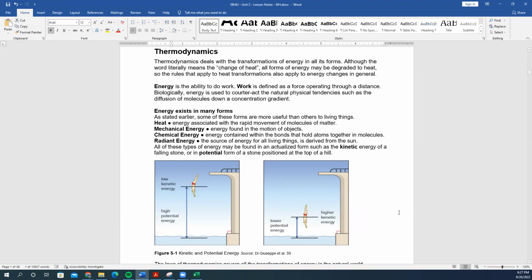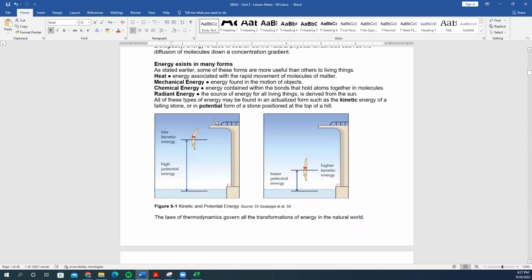If we look at this diagram of a diver diving off of the platform, as the diver is up here standing, they have potential energy. All of the energy is in the form of potential energy. Since the diver is not moving yet, hasn't dived off the diving board, there is no kinetic energy. All of the energy is stored right up here, waiting for the diver to leap off and go down towards the swimming pool.